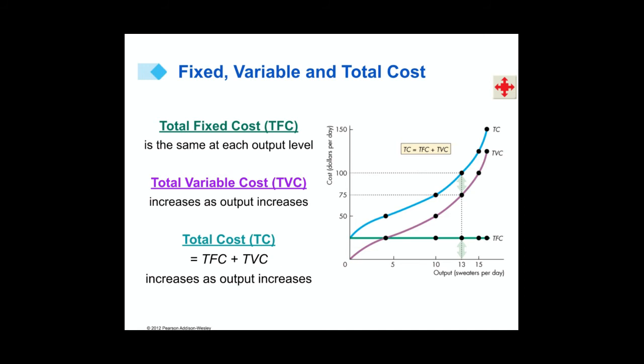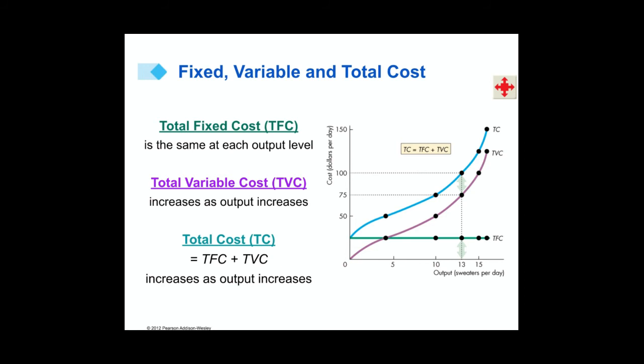So if we have a factory and that's part of our fixed costs and we build 1 unit, the fixed costs are whatever the factory costs. If we build 1,000 units, it's still whatever the factory costs. It's the same number. So our total fixed costs are the same at each output level.